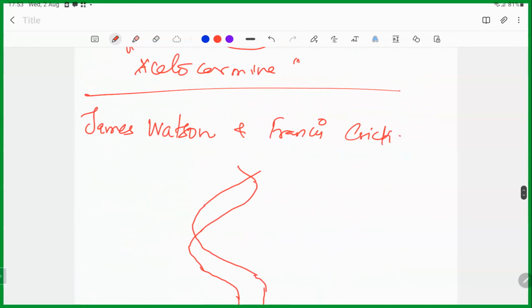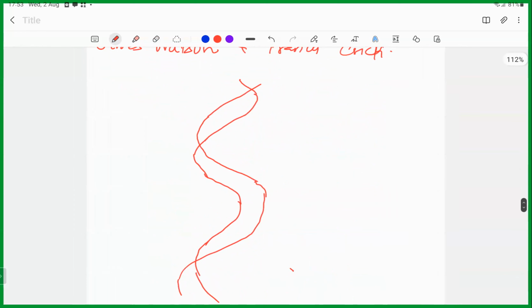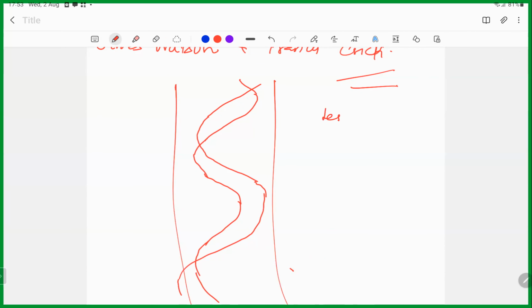Can you see? The double helical structure is like this actually. Two strands are coiled like a ribbon. When you turn your ribbon, coil your ribbon, you get this kind of structure. See what Watson and Crick proposed. This length, what did we say? 2.2 meter length.